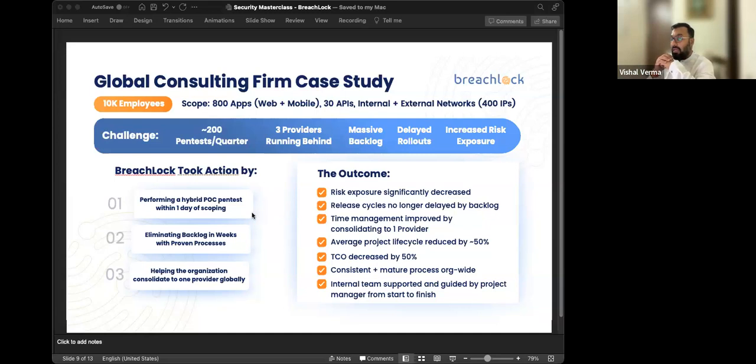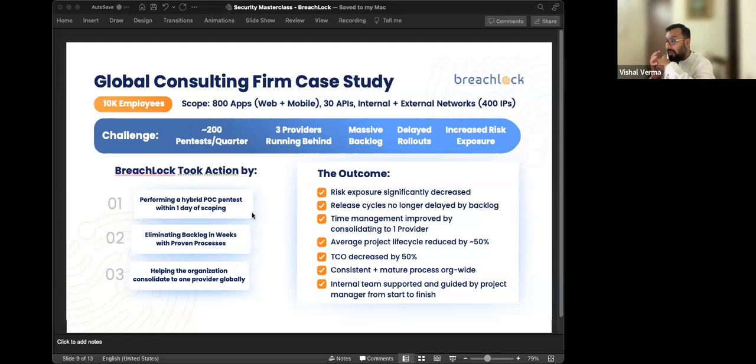And that accelerated the commencement and initiation of the pen testing projects by leveraging pen testing automation, which scaled our pen testers to do more than a traditional pen testing organization was able to deliver. It eventually eliminated the backlogs within weeks. Then they consolidated all their pen testing projects and requirements into one single vendor, that was BreachLock, right?